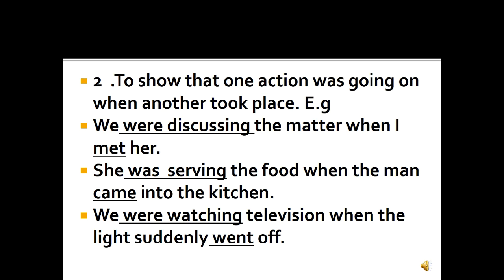So when you look at all these expressions, you will discover that there are two actions. Remember, we say that we can use the past continuous to show that one action was going on when another took place. So you discover that the first action is expressed in the past continuous tense, while the second action is expressed in the simple past tense, all joined together.